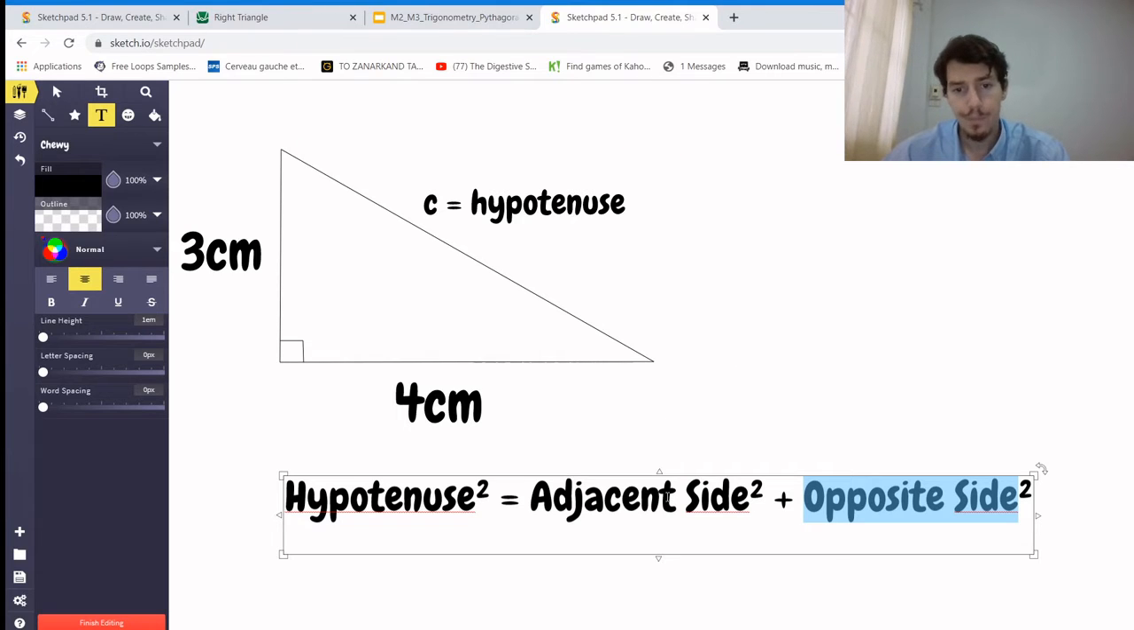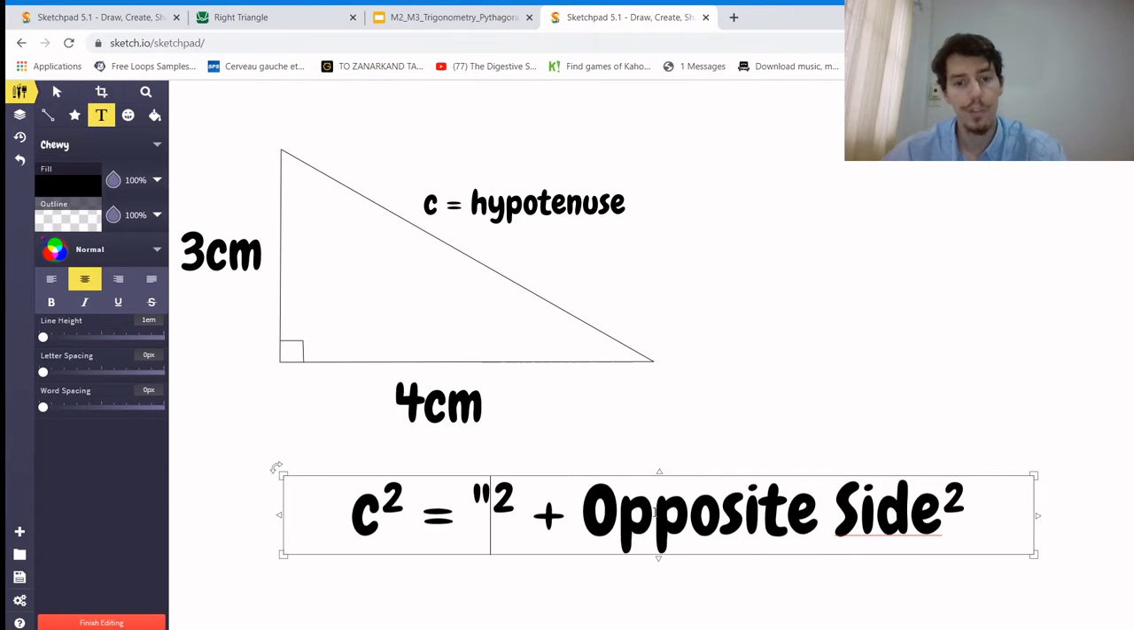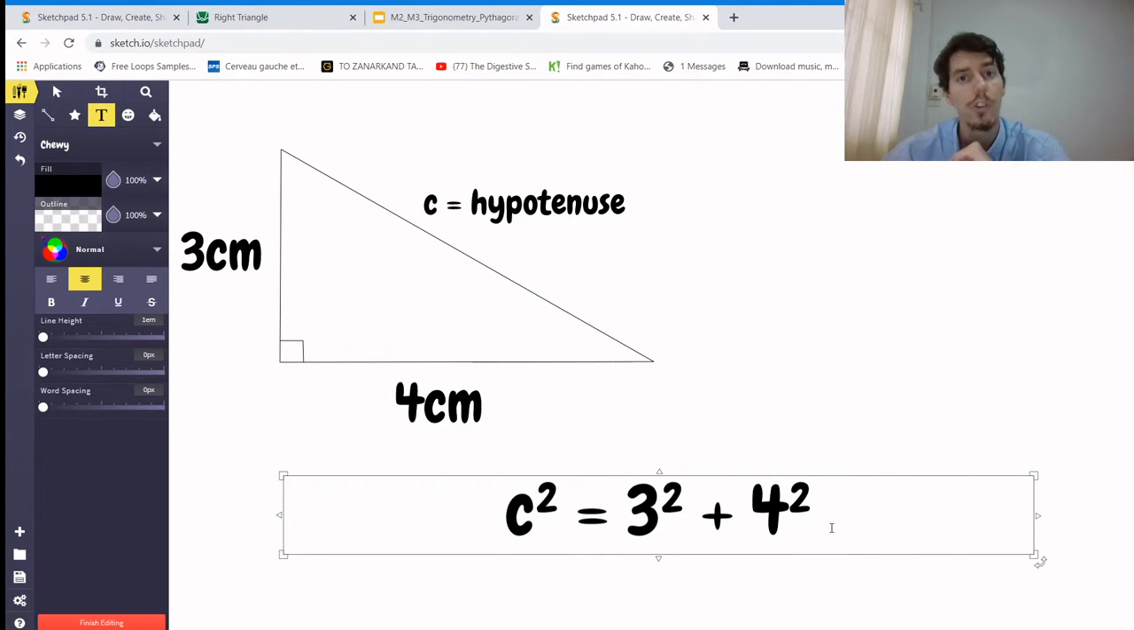So we have Pythagoras, and we know the hypotenuse is C. So I'm just going to write here C. We want to know how much is C. Now the adjacent side, I'm going to say 3 is the adjacent side. So if we do Pythagoras, we're going to have C square, the hypotenuse square, equals 3 square, the adjacent side square, plus 4 square, the opposite side square. Now we have applied Pythagoras in this right triangle.